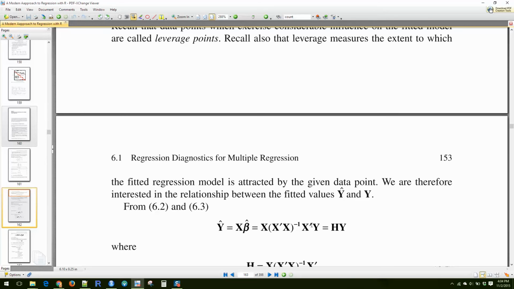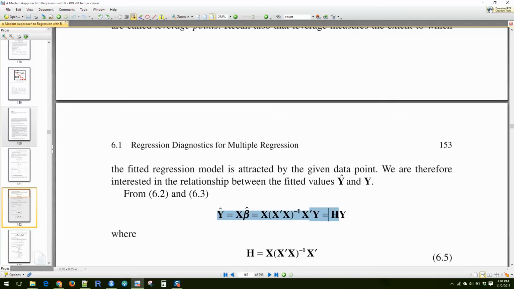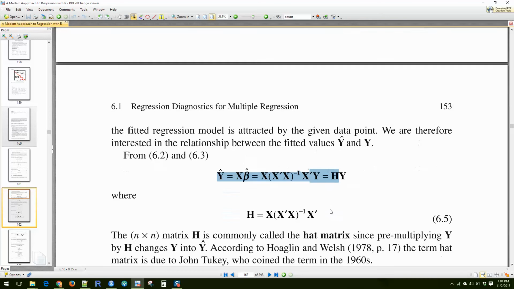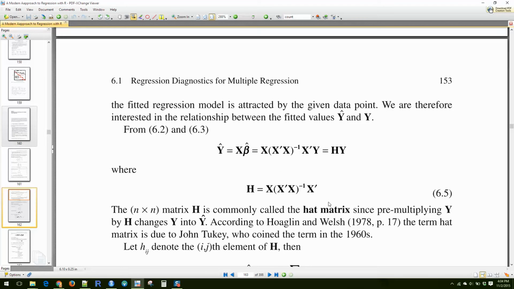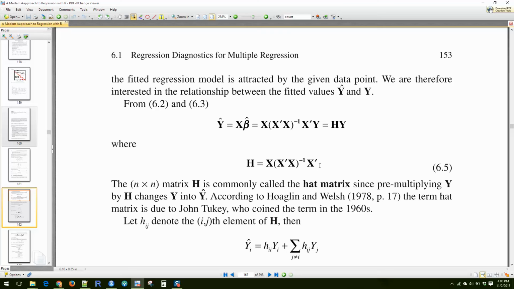Then we're just regrouping our variables, and we call this H. So it's X times beta hat, where beta hat is from this parentheses to the y, and then we just regroup and say now this is H. Okay, and this is called the hat matrix. The diagonal elements of the hat matrix are the leverage values of your data points.